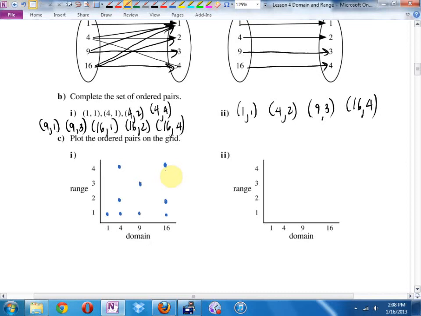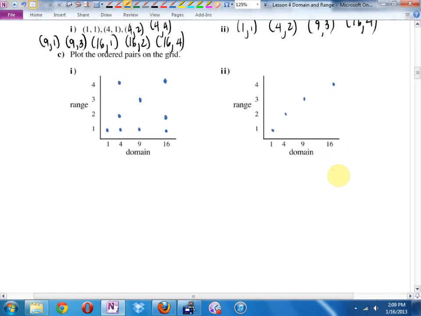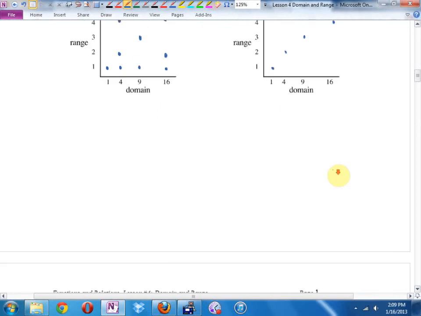What about in this second graph? 1, 1 works. 4, 2 works. 9, 3 works. 16, 4 works. One of these graphs is a function. One of these graphs is not a function. I'm going to tell you how you can tell. Okay.